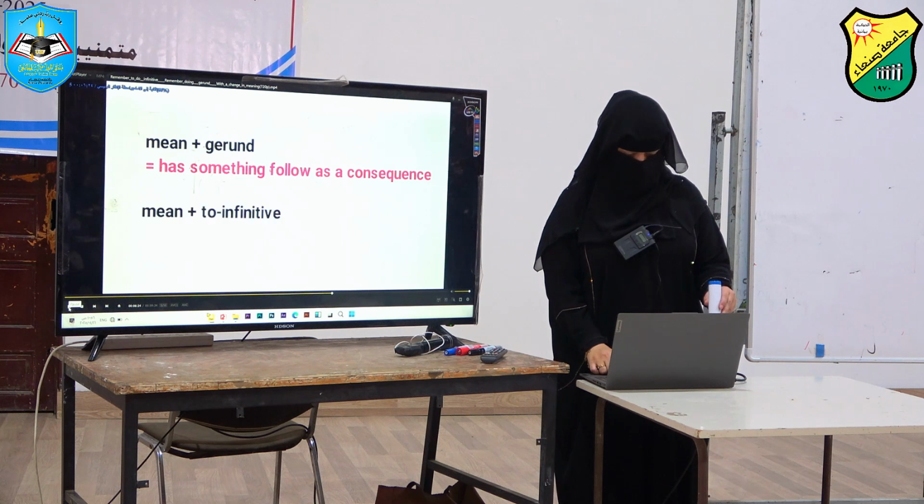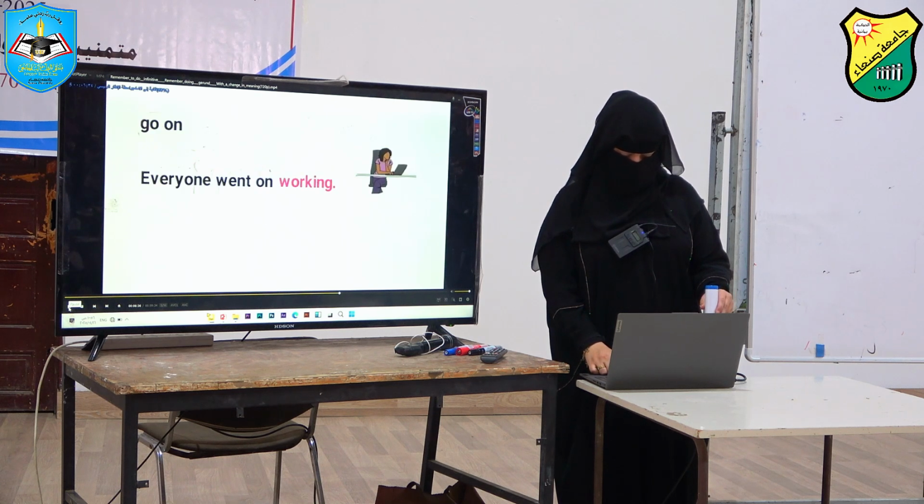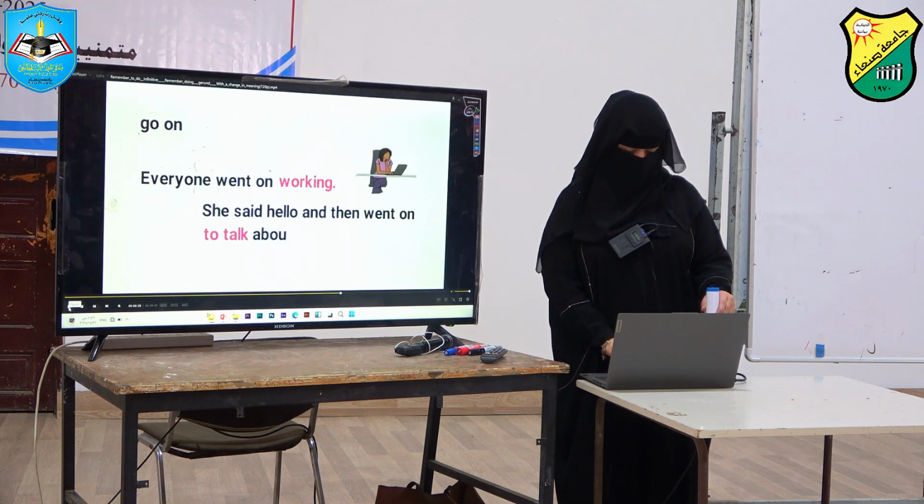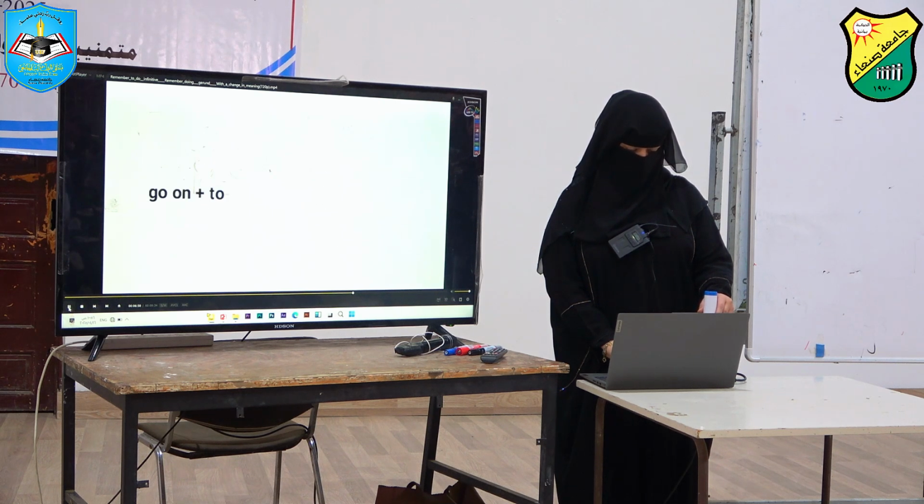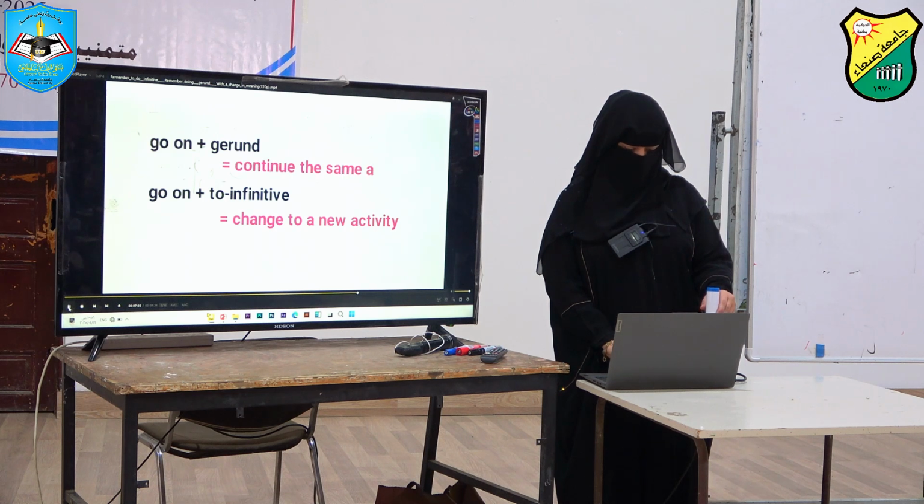The consecutive working. She said hello, and then she went on to talk about her new job. Which sentence does the activity stay the same? Yes, that's right, the first one. Everyone went on working. They were working before, and they carried on working. Whereas the second sentence, the activity changes. So go on, plus the to infinitive, change activity, whereas go on, plus the gerund, you continue the same activity.